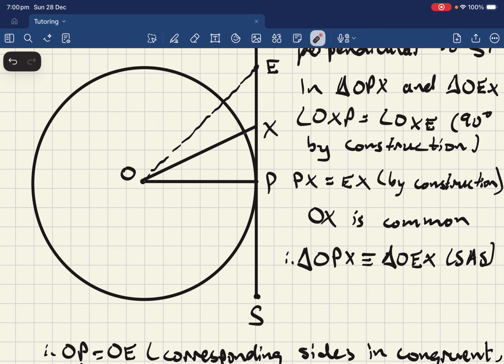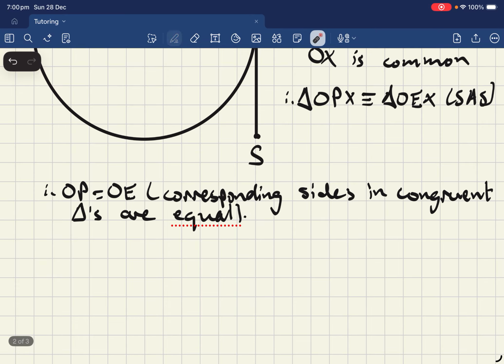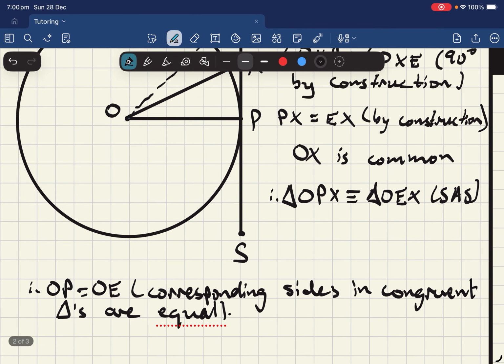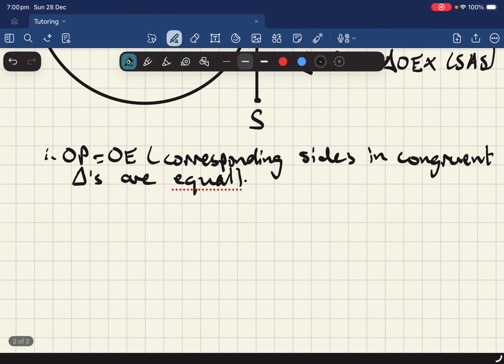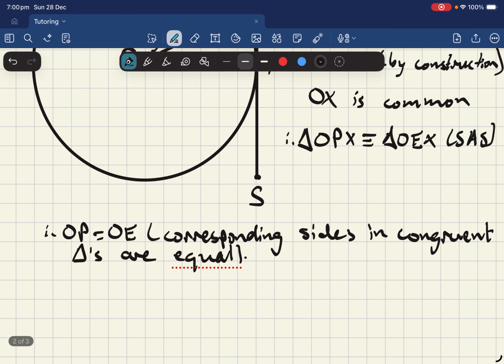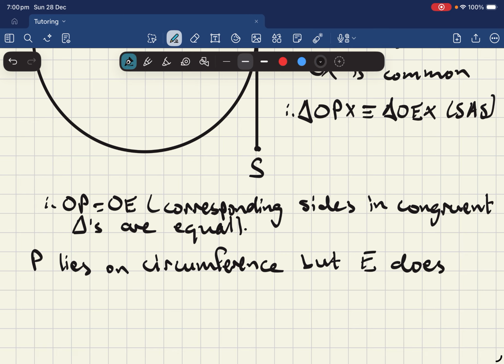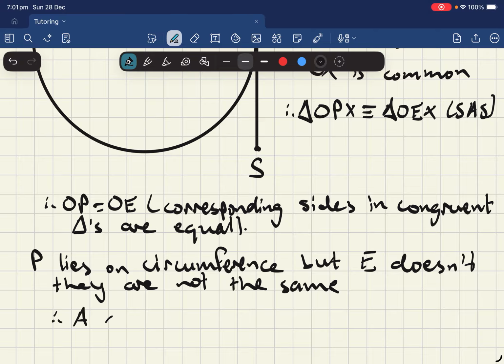Therefore, because P lies on the circumference, but E doesn't, they are not the same. Therefore, a contradiction exists.